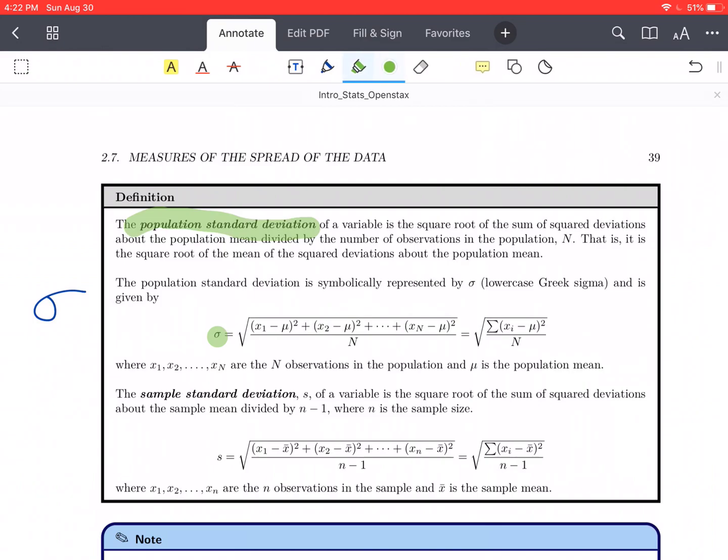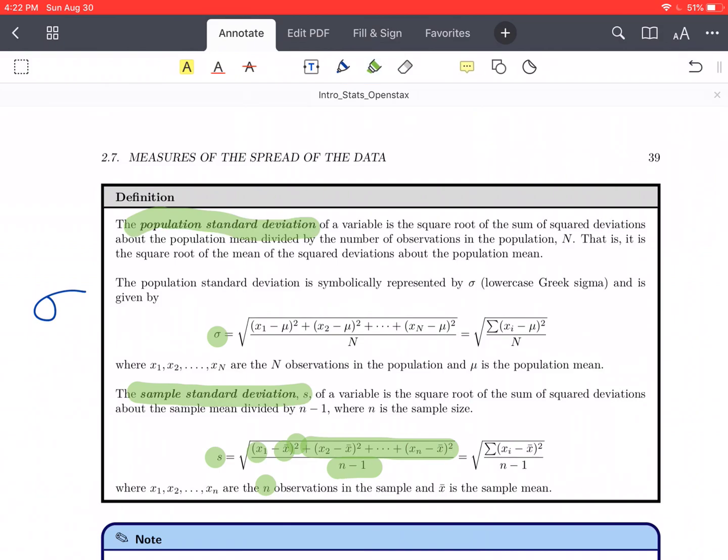Then the sample standard deviation is abbreviated using S. With this one, you do the same thing: you take the data point minus the mean, squared, add all those up, and this time you divide by n minus 1. So it's the number in the sample minus 1.